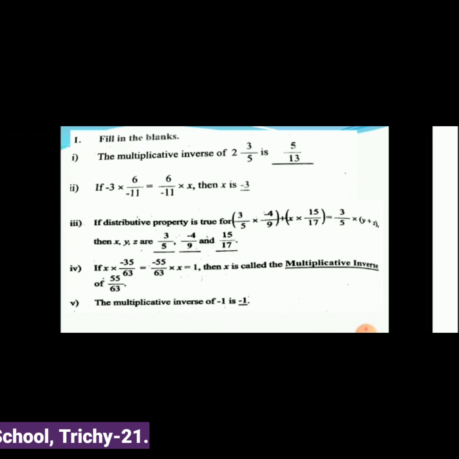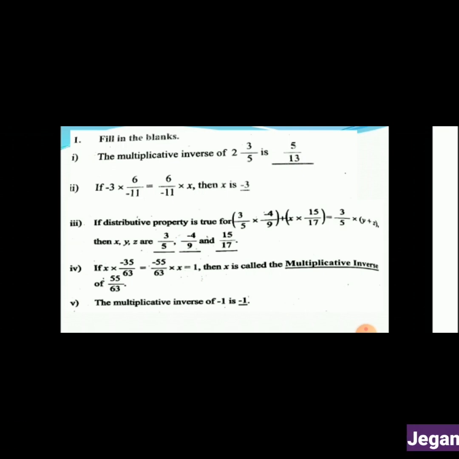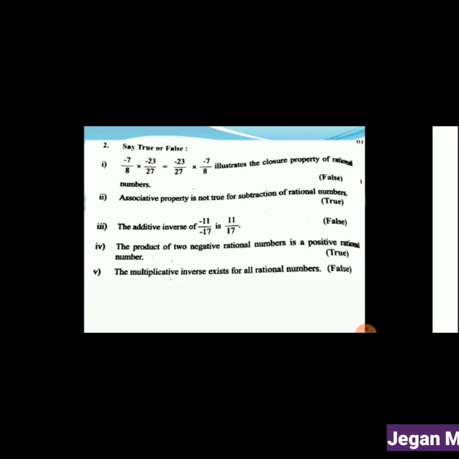In the fourth one, if x multiplied by minus 35 divided by 63 is equal to minus 55 divided by 63 into x is equal to 1, then x is called the multiplicative inverse of 55 divided by 63. In the fifth one, the multiplicative inverse of minus 1 is minus 1. Then the next one, say true or false.